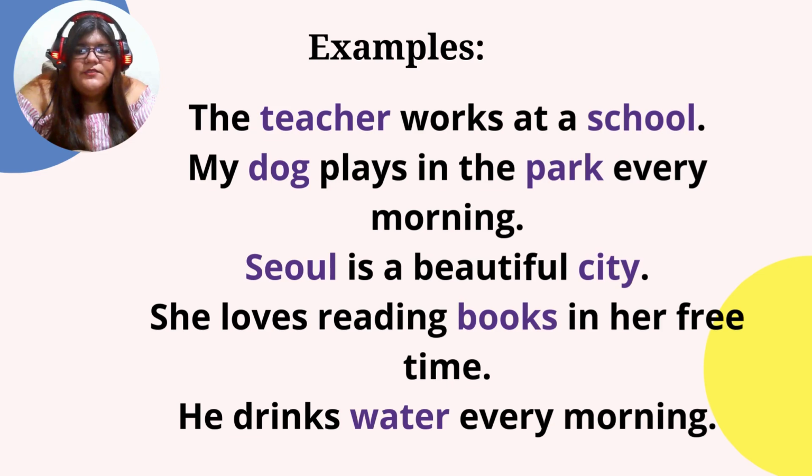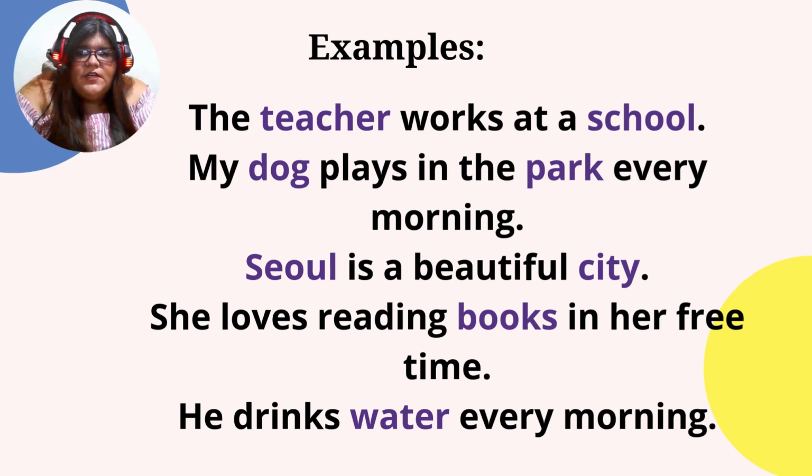Then we have here Seoul is a beautiful city. In this case, we are giving a description of Seoul, right? So city and Seoul are nouns, but in this case, the city is the noun.